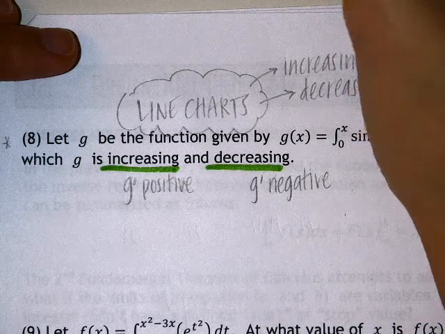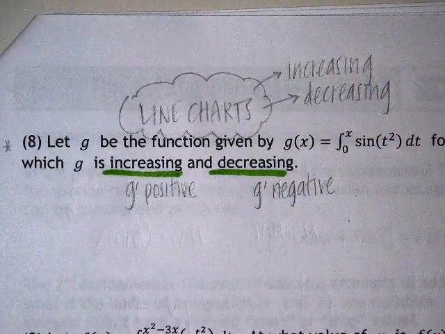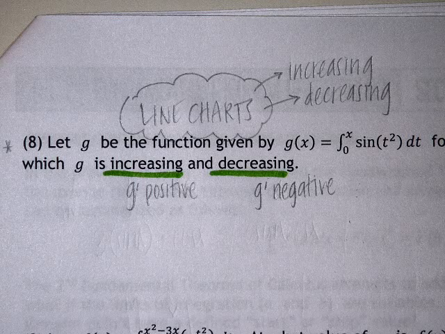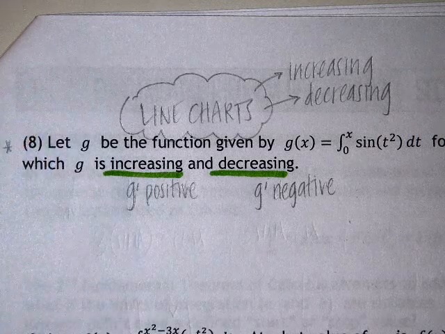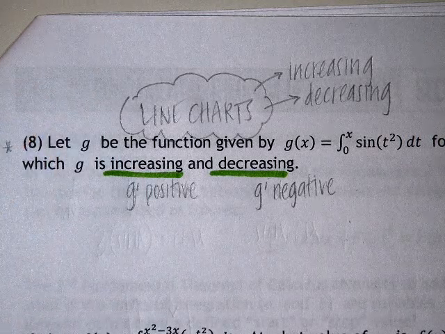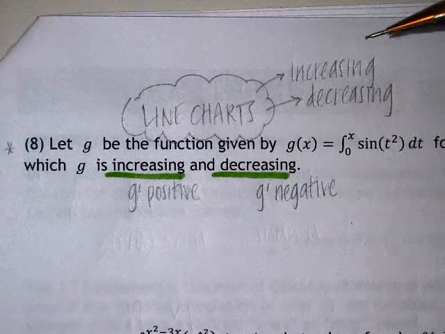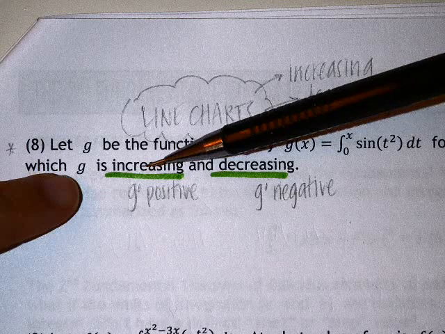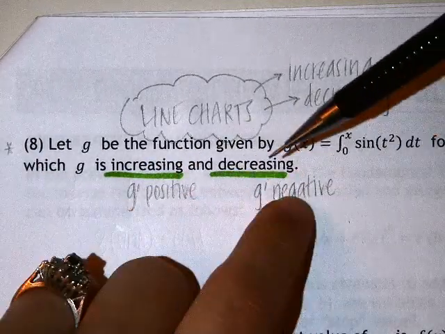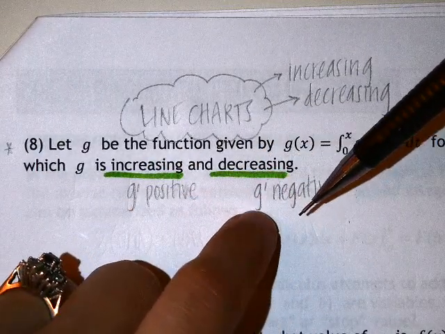We'll see other situations on this page that will trigger our memory of line charts, which is why I'm making this little note at the top that we can hopefully apply in multiple examples. So let's think about what we know as we start the problem. We know that when g is increasing, its derivative is positive. When g is decreasing, its derivative is negative.